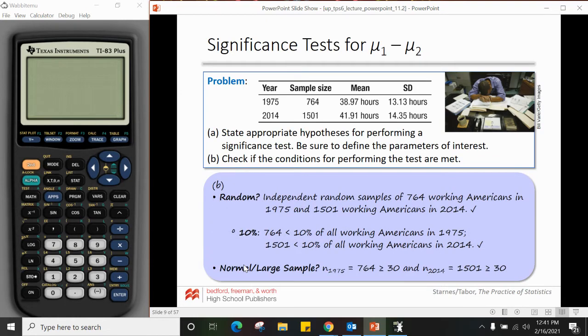Question B asks to check the conditions. So we have independent random samples of 764 working Americans in 1975 and 1,501 working Americans in 2014. So these are random and independent of each other. The 10% condition is met because both of those sample sizes are certainly less than 10% of all working Americans in that specific year. But note that we do check both samples for it. And then the normal/large sample condition: both n1 and n2 are larger than 30, so we are good on our conditions here.